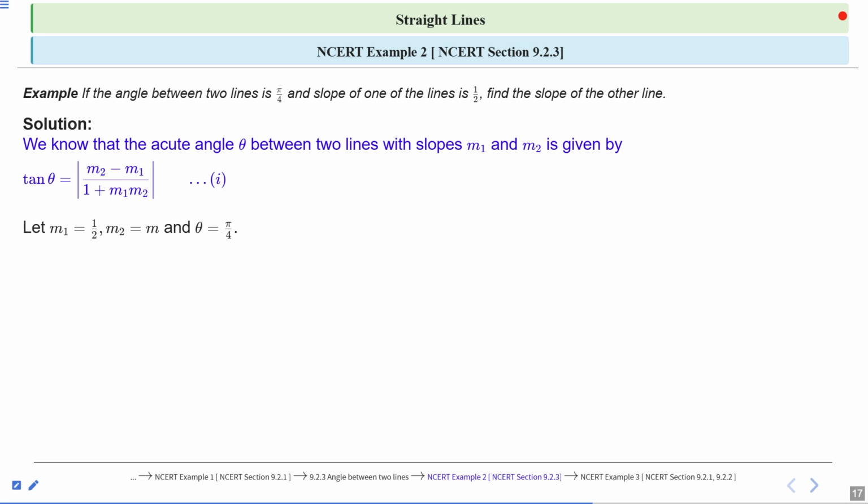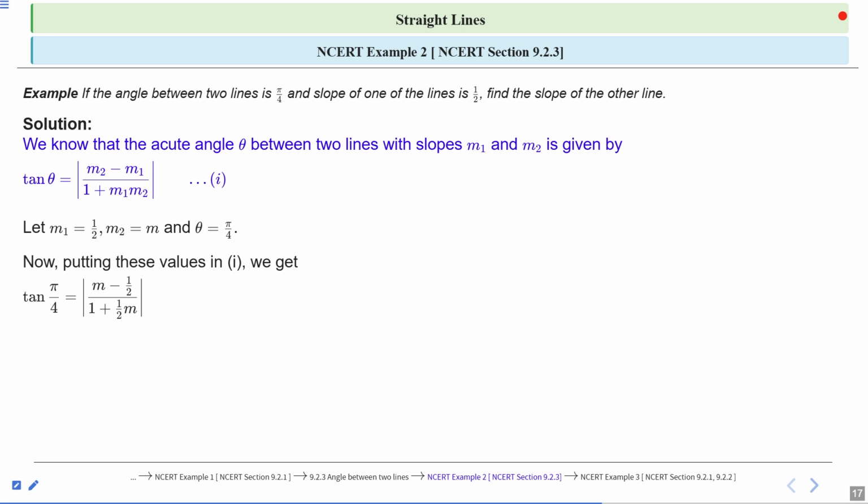So we let here m1 is 1 by 2, and m2 is m, and theta is here pi over 4. Now putting this value in equation 1, we get tan pi over 4 equal to modulus value of (m minus 1 by 2) divided over (1 plus 1 by 2 times m).